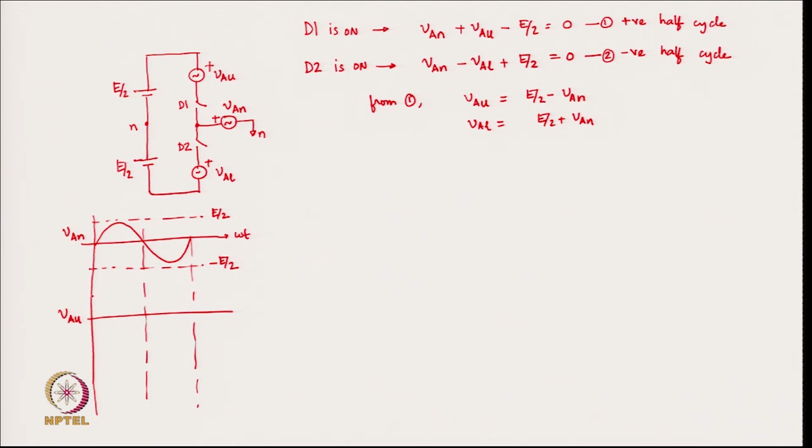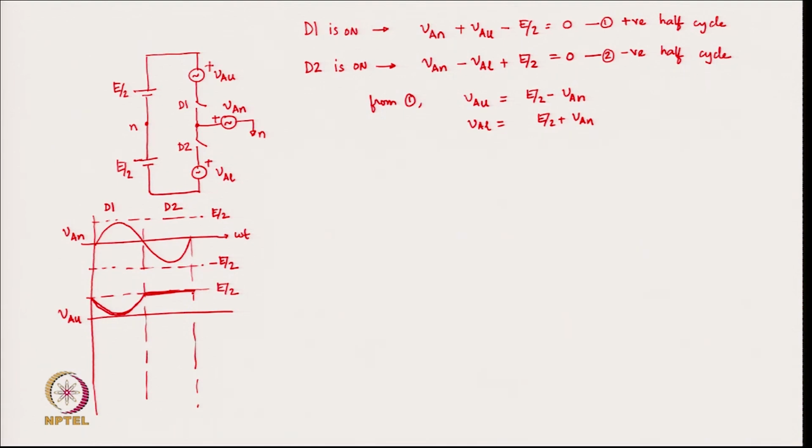So, therefore, if this is E by 2, this waveform is E by 2 minus VAN. So, it is like this, and then D1 goes off. So, D1 is on here and D2 is on here. Therefore, during the first half cycle the VAU voltage is like this, and in the second half cycle it is completely out of the circuit, and so the VAU voltage becomes flat like this.